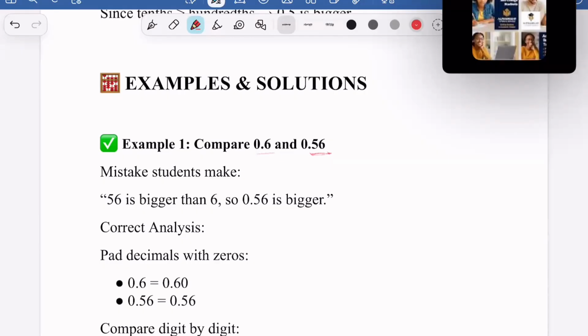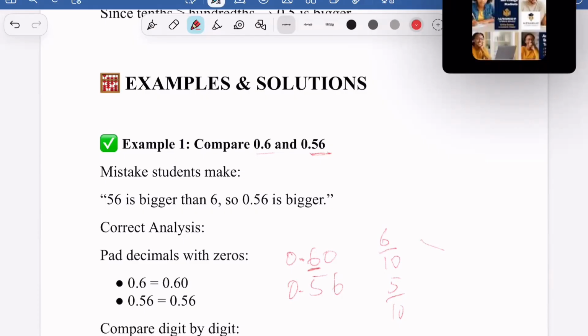So the correct analysis: because 0.56 has two decimal places, we rewrite both to have the same number of decimal places. We just need to pad 0.6 with 0, so it will be 0.60. Now if you compare digits, remember this is sitting in the position of tenths, so this is like 6 over 10. Because we are only comparing 5 and 6, I'll have my 5 over 10. So if you have 6 out of 10 and 5 out of 10, which one is bigger?